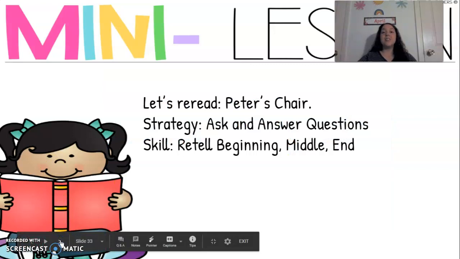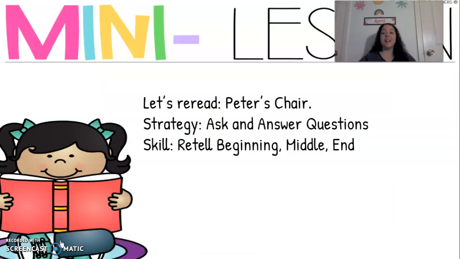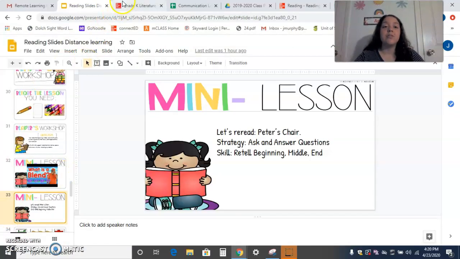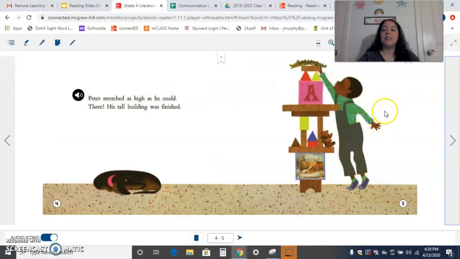Good, boys and girls. If you want to know more about blends, you can find a blend ABC chart in your Writer's Workshop folder. Okay, today we're going to reread Peter's Chair from Monday, and while we're reading, we're going to stop and ask and answer questions, because as good readers, we don't just keep going if something doesn't make sense. And today we're practicing retelling the beginning, middle, and end of the story. So let's jump over to the story and listen as I read to you.